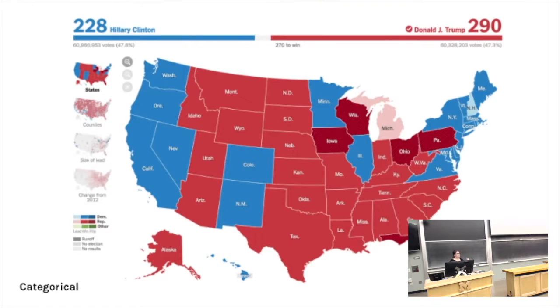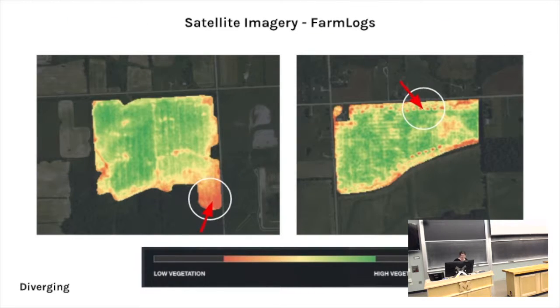But this might be a little too soon. Sorry, don't be mad. This is an example of a categorical or qualitative color scale. So it's obviously red meant Trump and blue meant Hillary, and we're all fine. We'll be okay. But I just wanted to show you that this is a colored data example.